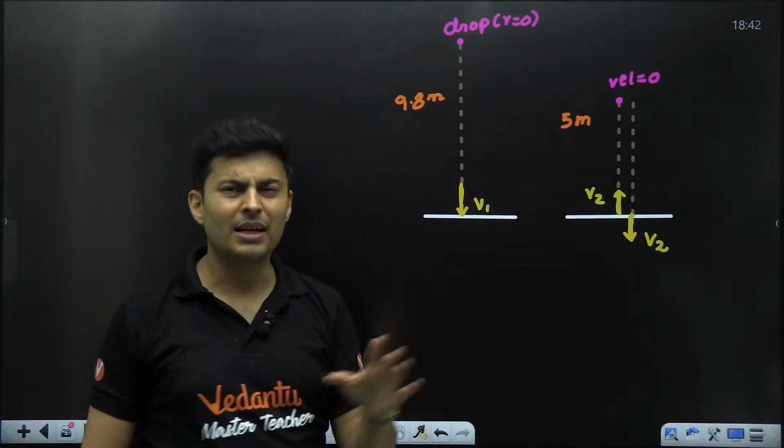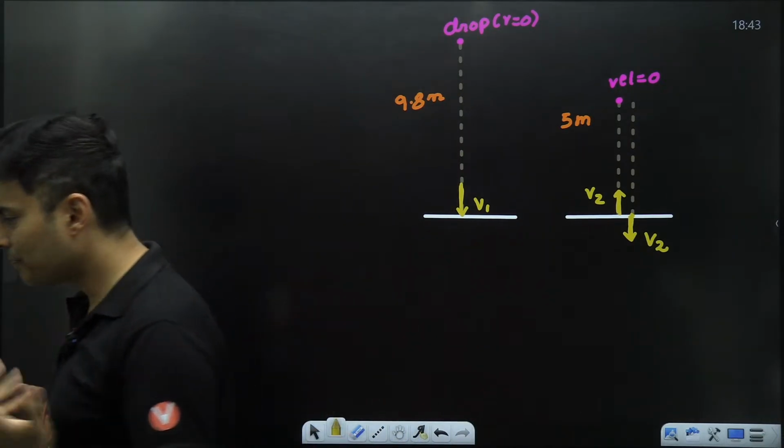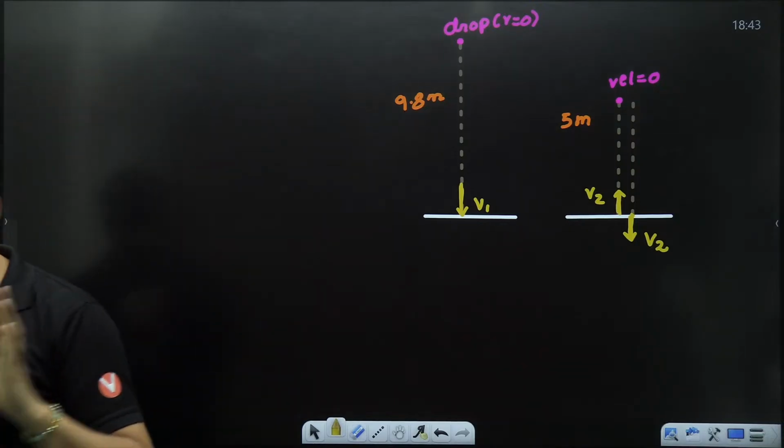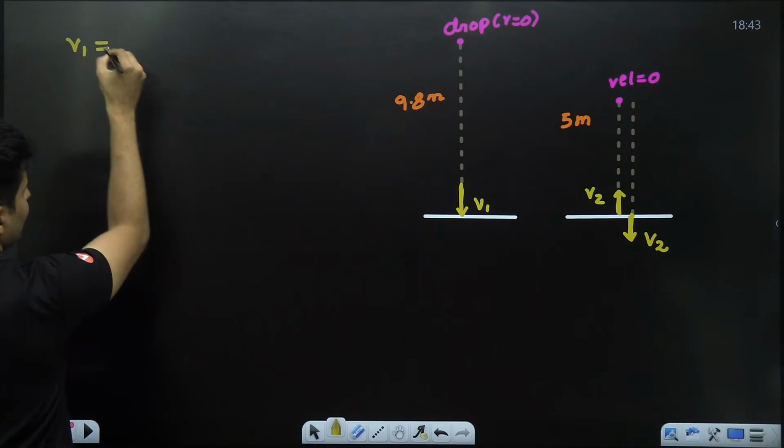I hope this is clear. And the rebound speed is less because maybe some energy was lost in the process. Okay, everyone, fine. So how much is V1 and how much is V2? Let's find out that first.